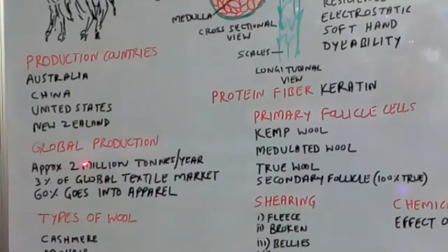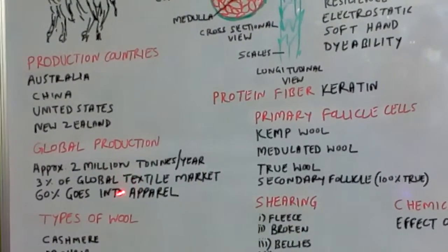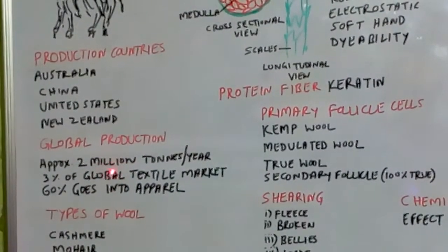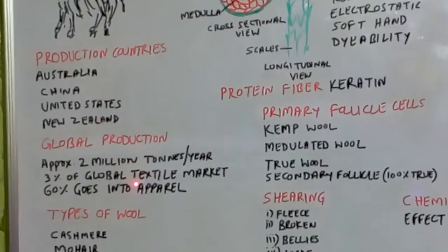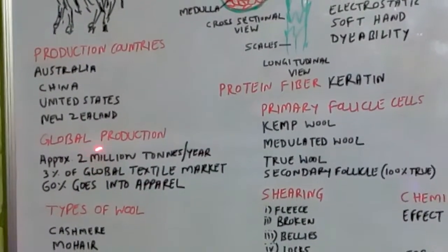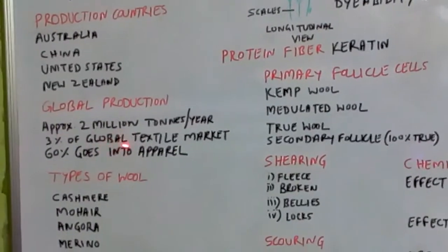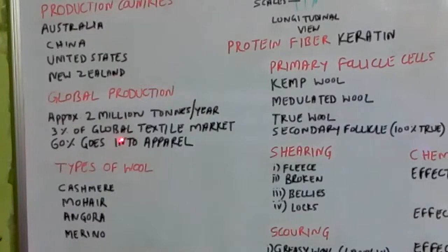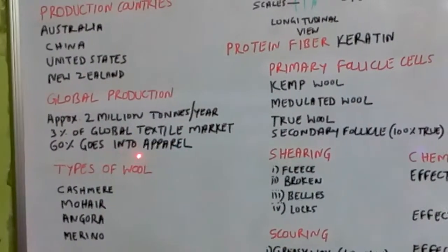We cannot talk about India here. India has only a small part. It is also producing wool, but its contribution is very less. Now, what I'm talking about is totally global production. Now, what are the types of wool?